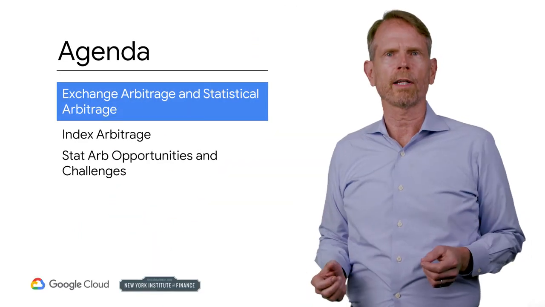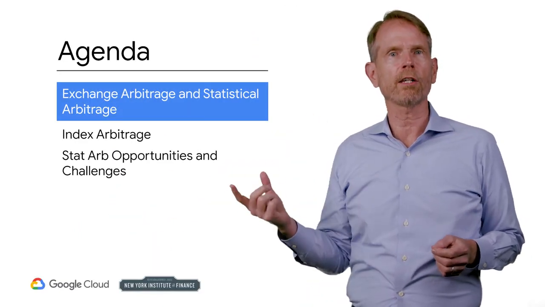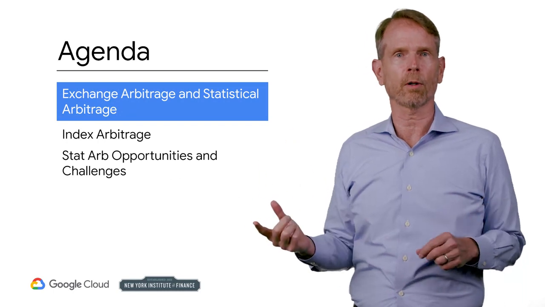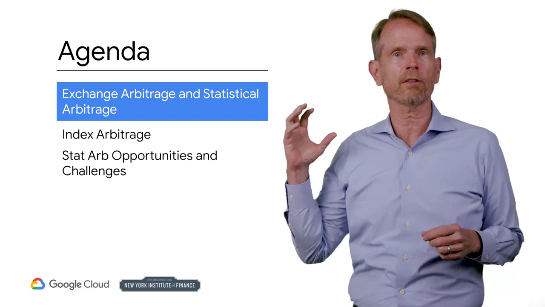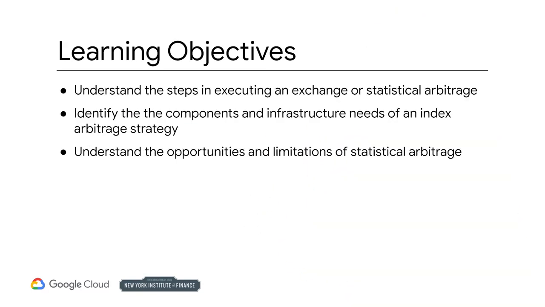In this section, we'll take a look at the difference between an exchange arbitrage and a statistical arbitrage. We'll also look at some of the challenges traders face in managing stat arb risk. We will cover each of the steps required to execute exchange or statistical arbitrage. We will then look at how to structure an index arbitrage and identify the infrastructure this strategy needs. Last, we will take a critical look at the opportunities and challenges that are an integral part of stat arb strategies.